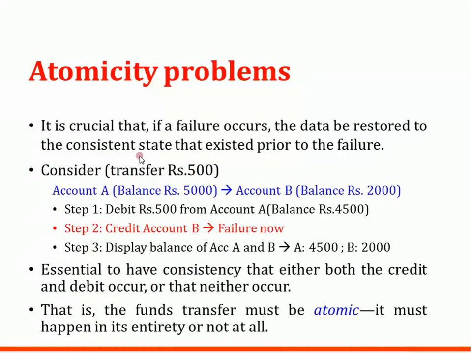The next is the atomicity problem. Atomicity is like this, consider an example. You want to transfer an amount of 500 from the account of person A to the account of person B, where the previous account balances are 5,000 and 2,000 respectively. Step 1 is to debit the amount 500 from A, and after that the balance in account A will be 4,500. Consider that at this particular point in time the system fails. What happens? After this, when you display the balance of account A and B, it will be 4,500 and 2,000 respectively, which is a failure.